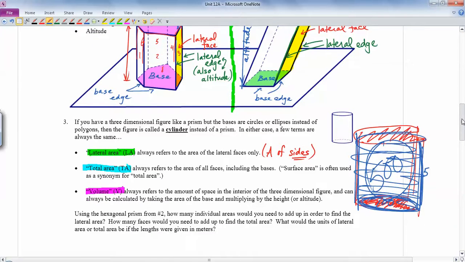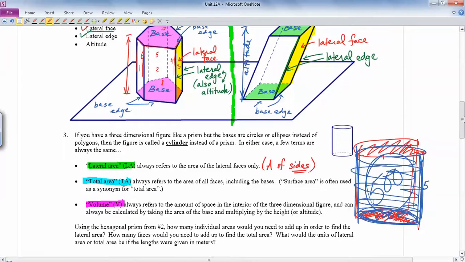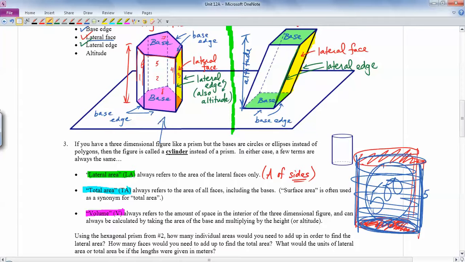All right, so let's see, what's this say? Using the hexagonal prism from number 2, so that's this one, how many individual areas would you need to add up in order to find the lateral area? Okay, remember lateral area means area of the sides. So how many side faces are there? There were 6 side faces. There's this one right here, there's this one right here in the front, there's this one right here on the side, there's the one in the back right there, there's this one right here, and there's this one right here.